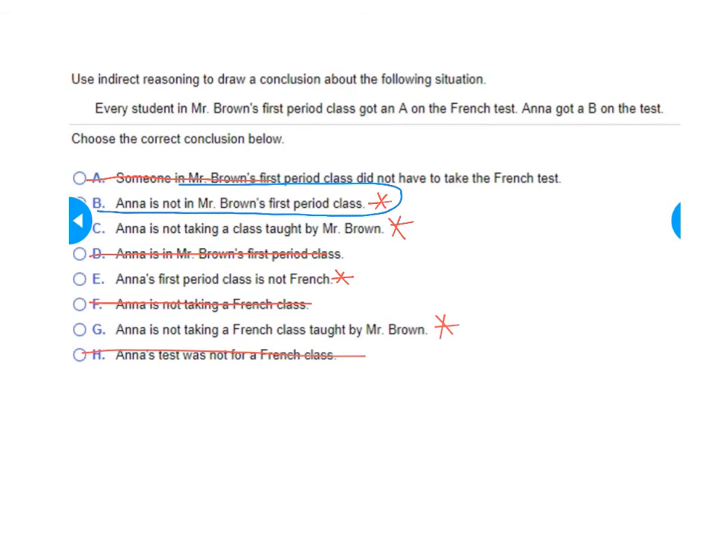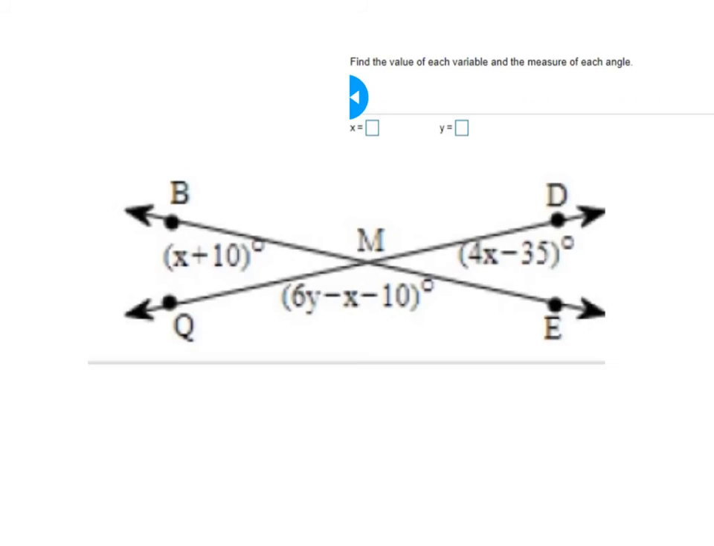Brown's first period class. She is in Mr. Brown's class, but it is not first period. Now I'll tell you, I would have picked one or two of these other ones and gotten it wrong at least once before I would have gotten to that conclusion. So this is the one that I would go with. Check it out, see if it works.